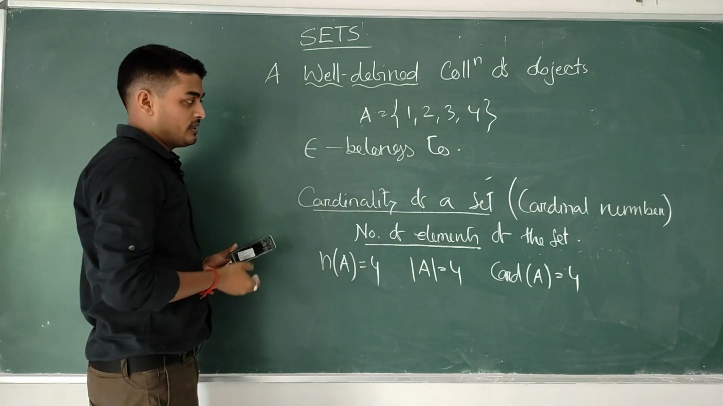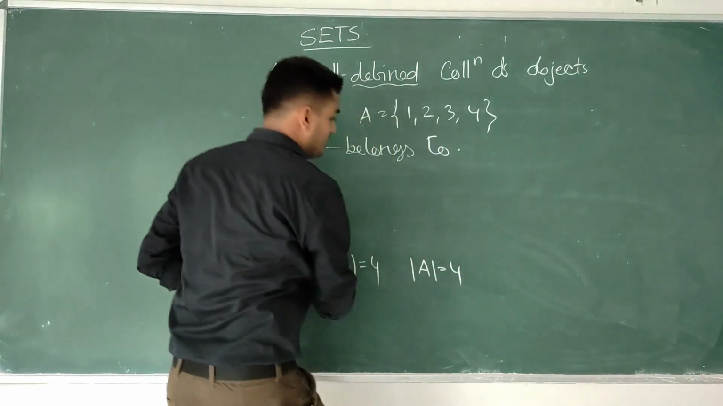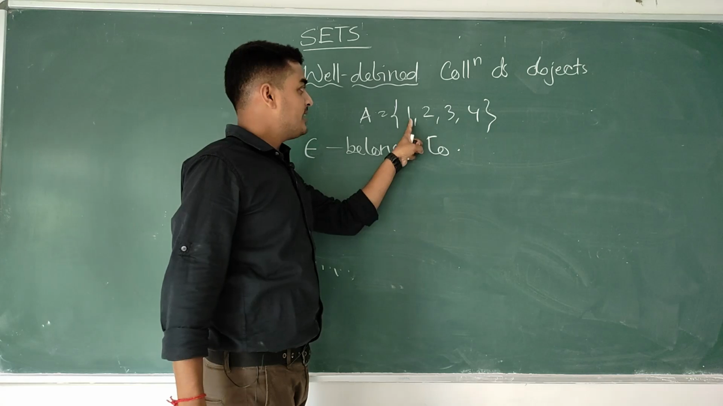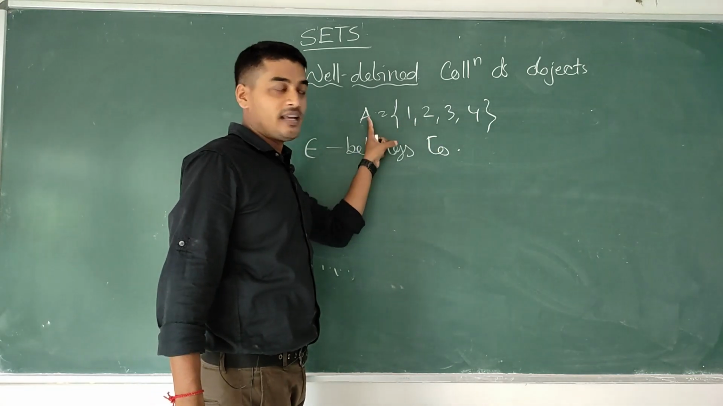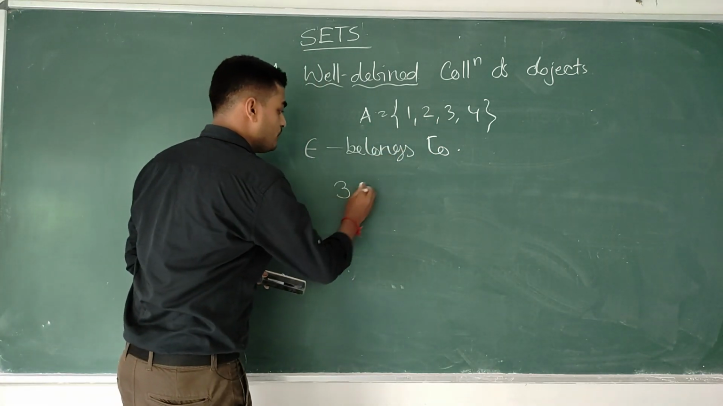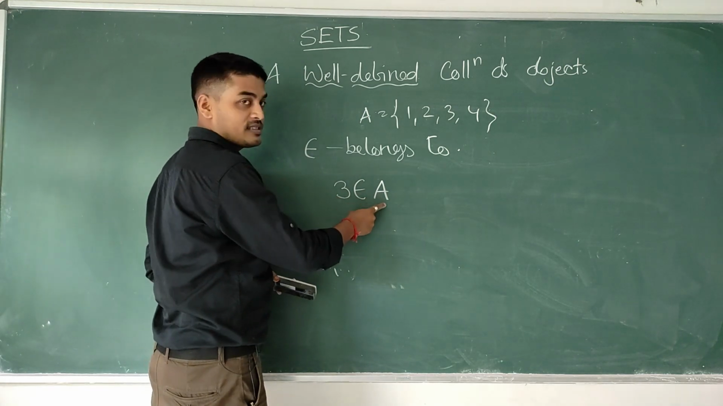Belongs to means what? Remember that here, how many elements are there in the set? 4 elements: 1, 2, 3, 4. 1 is an element of the set A, 2 is an element of the set A, 3 is an element of the set A, and 4 is an element of the set A. So it will be represented by 3 belongs to A. What does it mean? 3 is an element of the set A.